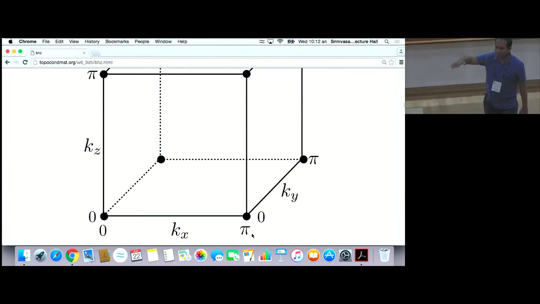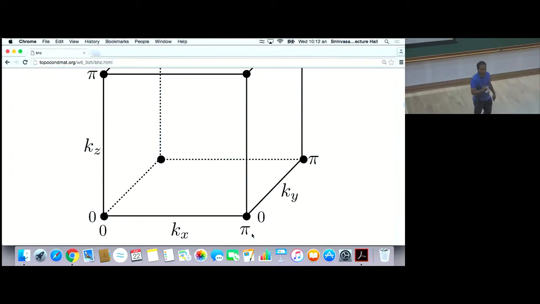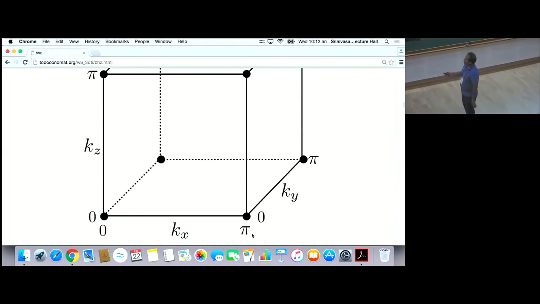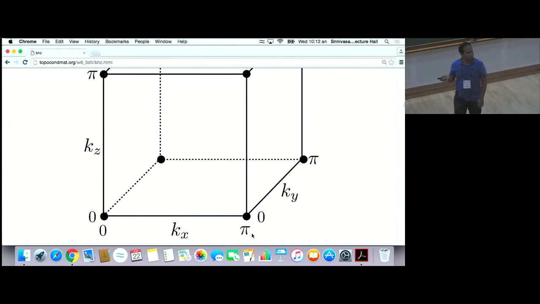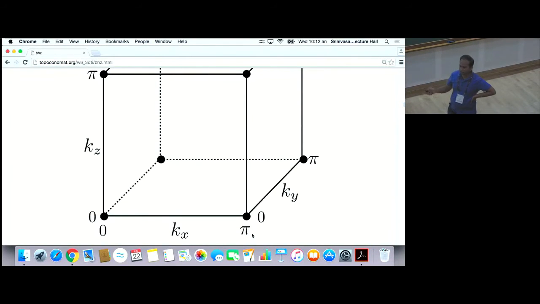And the nice thing about the surface is that 2 of my momenta are good quantum numbers. I only have one direction where I've lost translational invariance. So let's say I'm looking at a surface perpendicular to the z direction. kx and ky are still good quantum numbers. So if I take a ky equals 0 slice of my Brillouin zone, I set ky to 0, and I look at the band structure here. What do you think could be interesting about the band structure for this kz-kx plane?